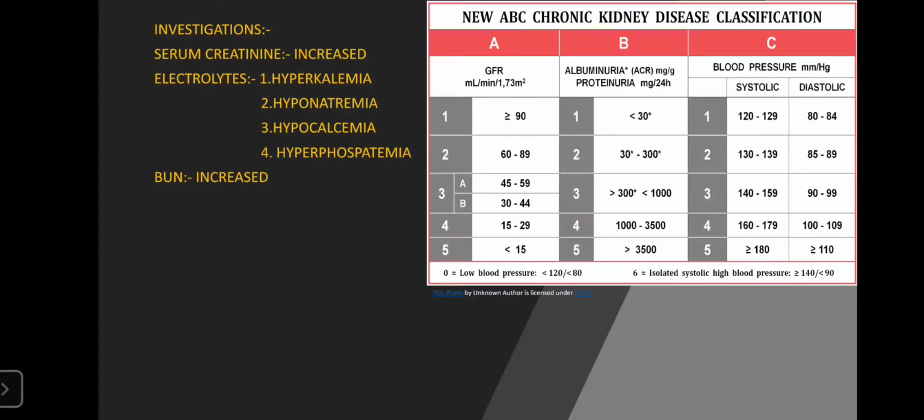There will be electrolyte imbalance, and we will see hyperkalemia, which is increased potassium level, hyponatremia, which is decreased sodium level, hypocalcemia, where the calcium level is decreased, and hyperphosphatemia, where the blood phosphate level is increased. We also do the blood urea nitrogen level, and this level is also increased in renal failure.